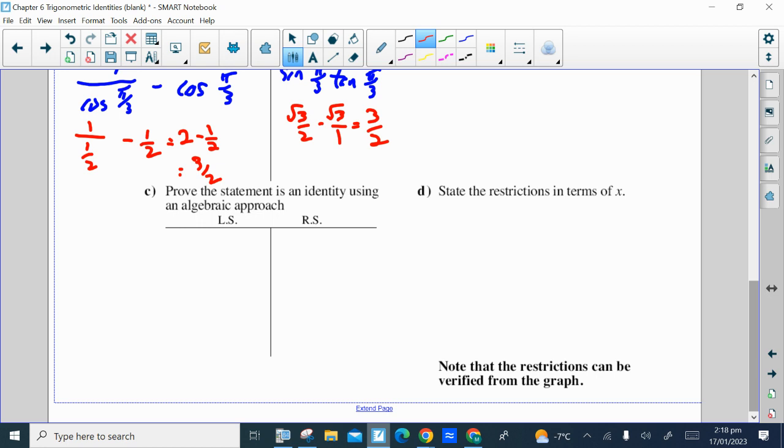Okay? And we follow through those lists of hints that we were given. If there's any powers, you look to those Pythagorean identities. If there aren't any powers, normally you're going to put everything in terms of sine and cos. Sometimes you might have to get a common denominator to combine two terms. Sometimes you might have to factor. And sometimes you might have to multiply top and bottom by a conjugate. So those are the list of the hints that we're going to use.